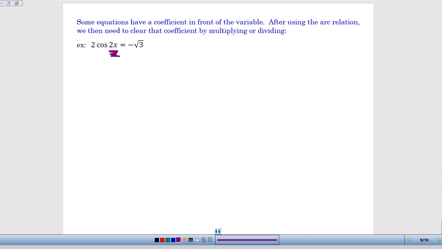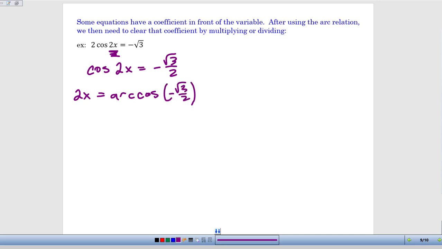To get us started, we do have to isolate the trig piece. So I'm going to divide both sides by 2. So we've got cosine of 2x equals negative root 3 over 2. At this point, we can now take the arc cosine of both sides. That'll cancel out with the cosine on the left, so we'll get 2x equals the arc cosine of negative root 3 over 2.